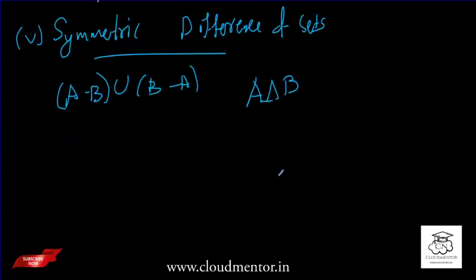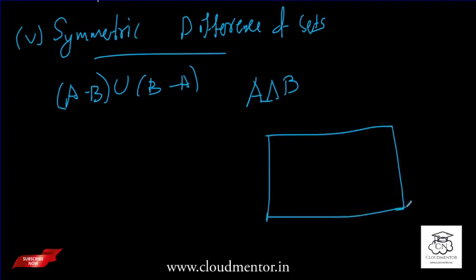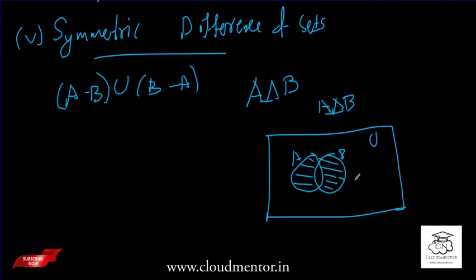And the Venn diagram can be drawn like this. Let A be this set and B be another set, and this is the universal set. Then the symmetric difference of A and B can be shown by the shaded portion like this, excluding the A intersection B portion here. Okay, this is the symmetric difference of sets.